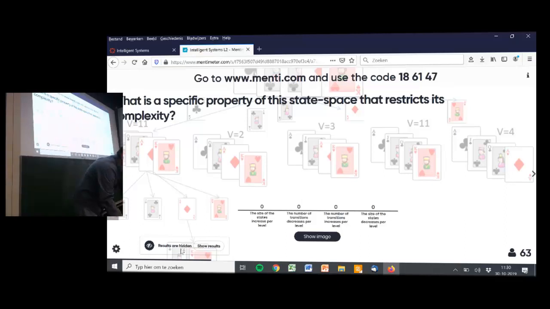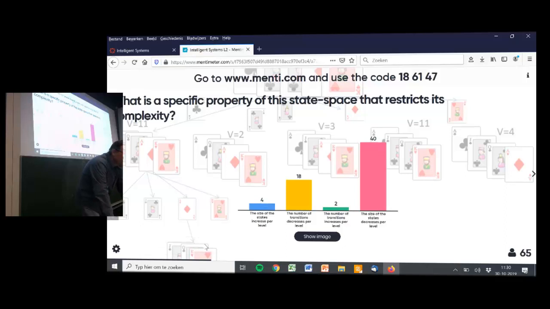Okay, let's show the results. And this time the majority is right, because we are not taking cards back from some pile. The number of possible transitions, so the choices we have in each state, reduces. The set of choices we have becomes smaller every time we make an action. First, we have 5 cards we can choose from. Once we have chosen, we only have 4 left, and so forth.